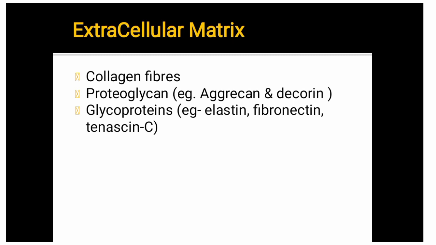Now we will discuss the extracellular matrix. The extracellular matrix is made of collagen fibers, proteoglycans and glycoproteins. Tendons consist mainly of type 1 collagen fibers and proteoglycans. The type 1 collagen fibers are responsible for the tensile strength of the tendon, whereas the proteoglycans are responsible for the viscoelastic nature of the tendons.